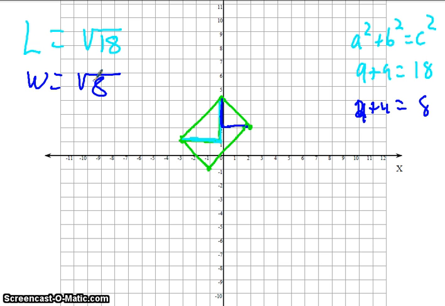All right, I want you to write this down. This is the part where I want you to write this down. How do I find the area of that rectangle from two square roots that are irrational?